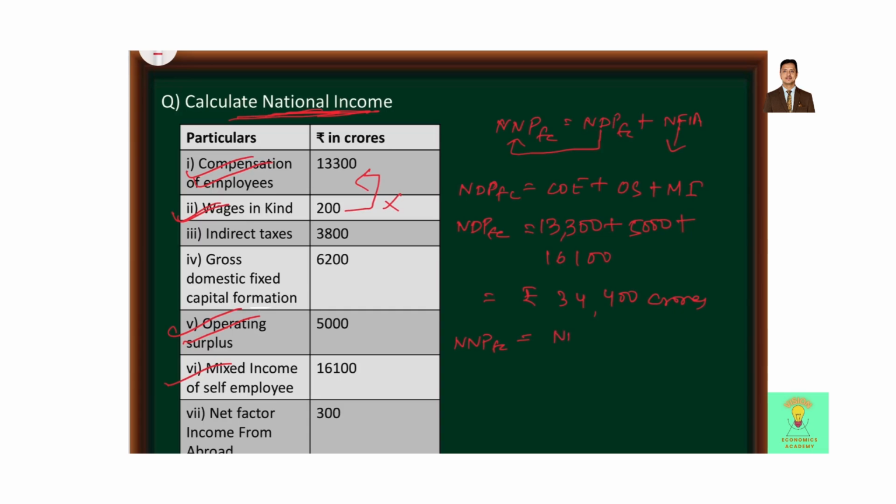Okay, now we have to find NNPFC. So NNPFC is NDPFC plus NFIA. So NDPFC is 34,400, right? Okay, plus net factor income from abroad is 300, sorry. So we add these two, we get 34,700 only as the answer. Okay, so this is the way we have to find the national income. Therefore, the national income of the country is 34,700 crores.